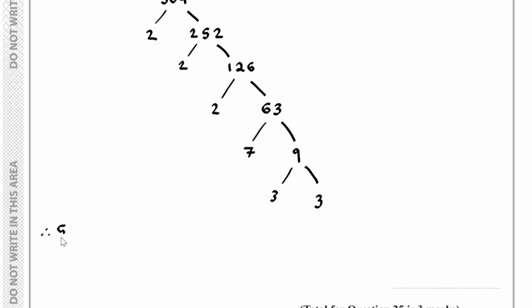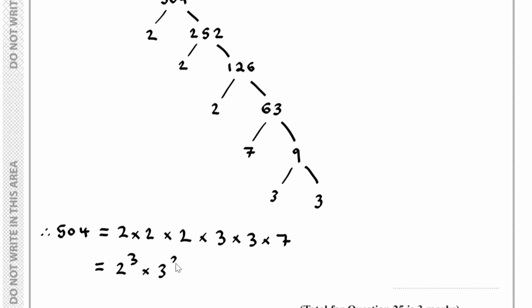And therefore 504 is the same as, well, I've got 2 times 2 times 2 times 3 times 3 times 7. So I've got 2 cubed times 3 squared times 7 as my final answer.